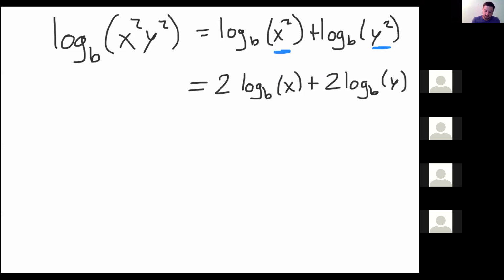Because if I look inside my logs, I'm no longer multiplying anything. It's just an x or just a y. I'm not dividing anything. I no longer have exponents. So that is why my final answer, when I'm trying to expand this thing out as much as possible, would be 2 log base b of x plus 2 log base b of y. So, questions? If not, give me a thumbs up. But please, please, please ask questions if you got them.